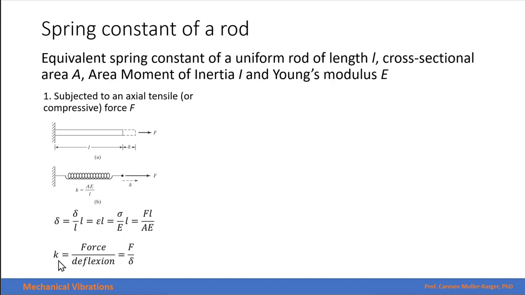If the definition of the constant of the spring is force divided by the deflection delta, then doing some algebra we can find that the constant of the spring of a uniform rod of length L, cross-sectional area A, and Young's modulus E can be defined as A times E divided by the total length of the rod.